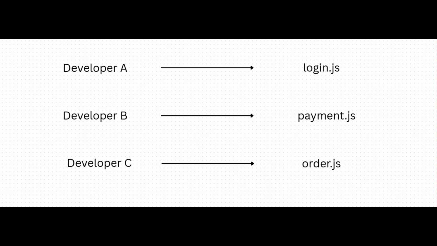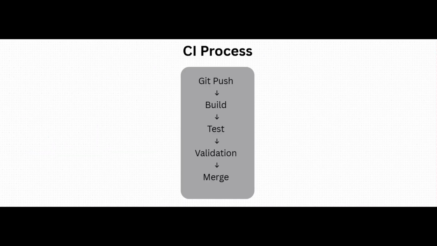So this is where continuous integration comes into the picture. Instead of waiting for weeks or months, developers integrate their code frequently, sometimes multiple times a day. So whenever a developer pushes the code or creates a pull request, the CI pipeline gets triggered automatically. The CI pipeline performs several checks. First, it validates the code. Then it runs automated test cases. It verifies whether the application can build successfully. And finally, it generates a report indicating whether the code changes are safe to merge or not.